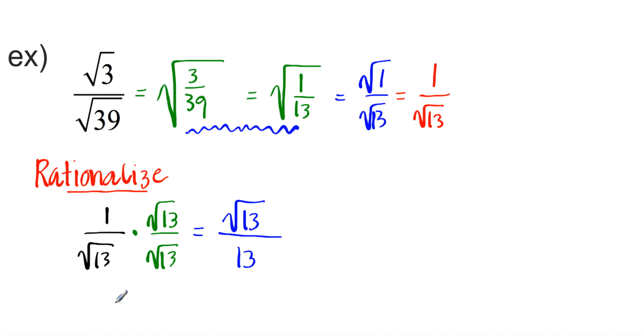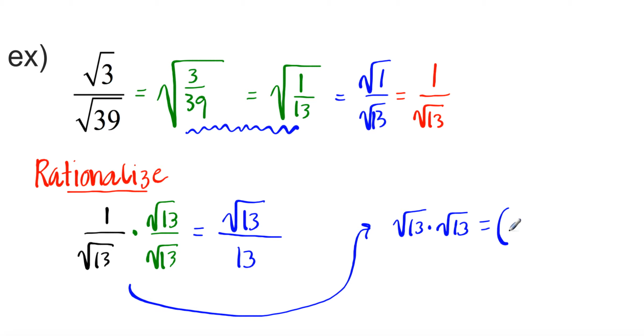Why do those radicals cancel each other out? Square root of 13 times square root of 13 is the same thing as the square root of 13 squared. And squaring something and taking the square root of something are inverse operations, so they cancel right out. So we're left with square root of 13 over 13.